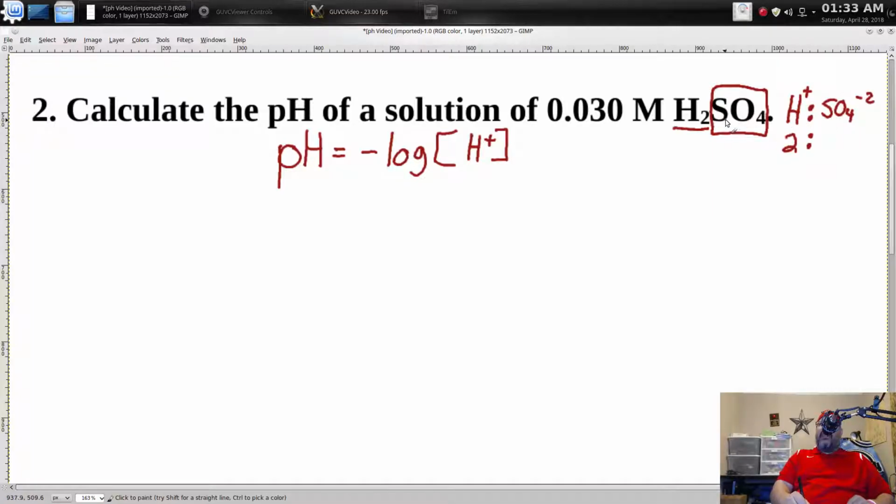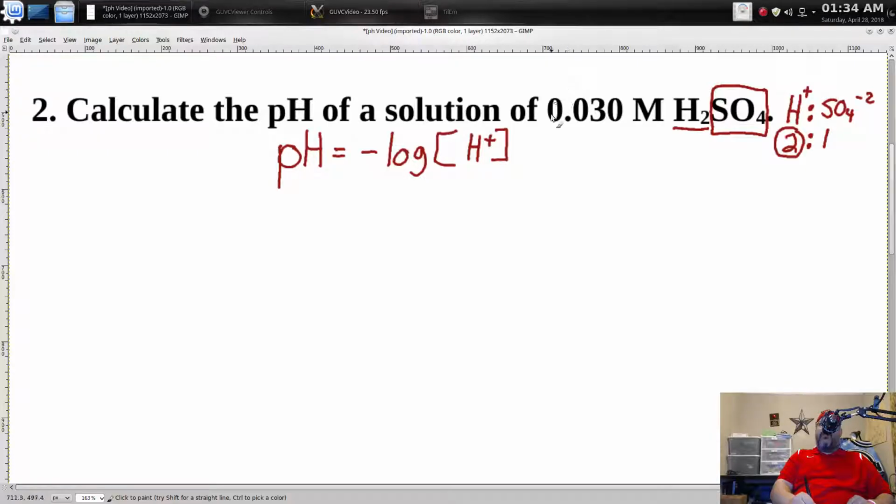But how many SO4s are here? Well, there's only one. So our ratio of hydrogen ions to sulfate ions is 2 to 1. So we've got 2 hydrogens. All right, that's important. Here is why it's important.